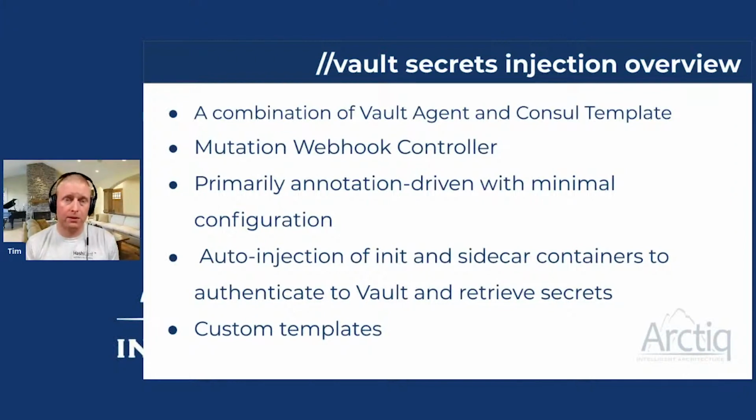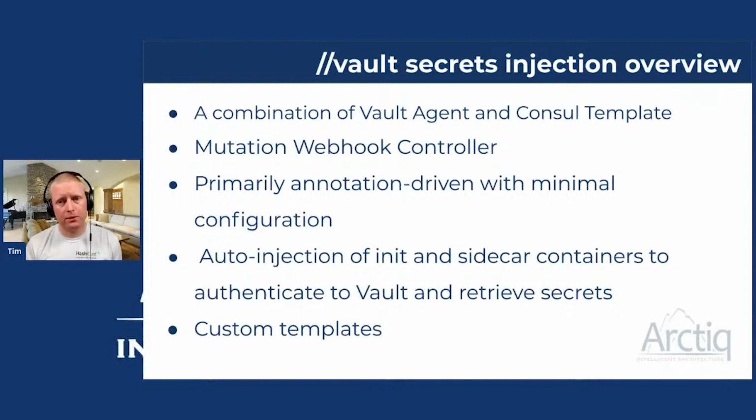Vault agent effectively logs into Vault and retrieves a token from Vault that allows you to retrieve secrets. The other piece is Consul template, which is going to allow us to template out our secrets for our application to leverage. This is all done through a mutation webhook controller. And so the idea of a mutation webhook controller in Kubernetes is this Vault injection controller is going to listen for pod events. Specifically, it's going to listen for create and update events for pods running in our cluster.